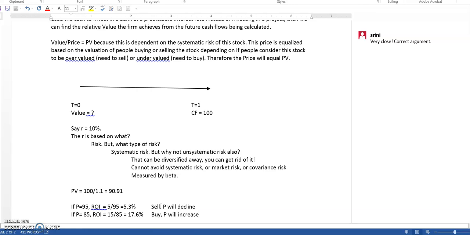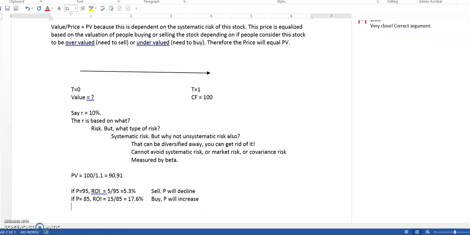So where will there be equilibrium? Only when the price equals present value. So that's the reason why price should equal present value, because that is when there is going to be equilibrium in the marketplace. Otherwise, there is always going to be an incentive for people to either buy the asset because you're getting a higher return, or to sell the asset because you're getting a lower return. So there's going to be this constant trading, and this trading by investors is what will make sure that the price equals present value.